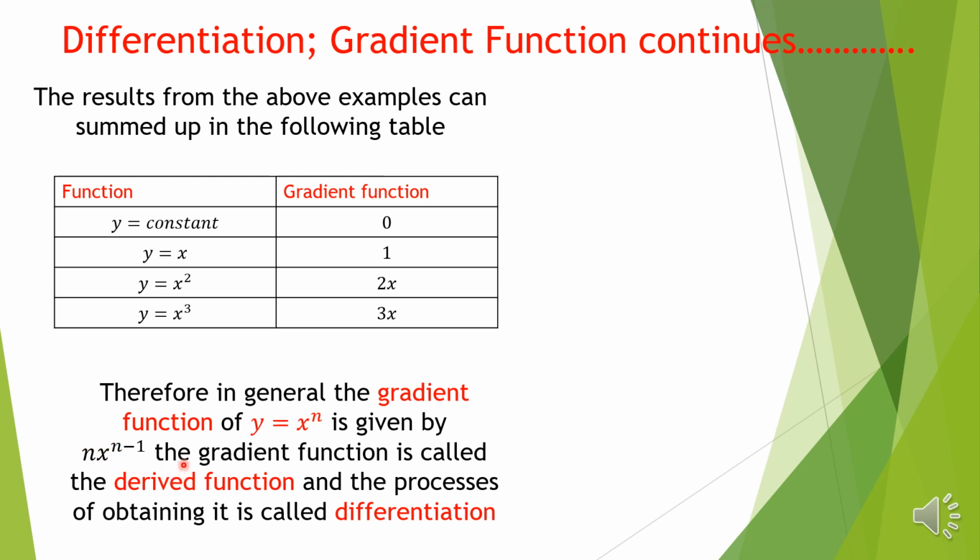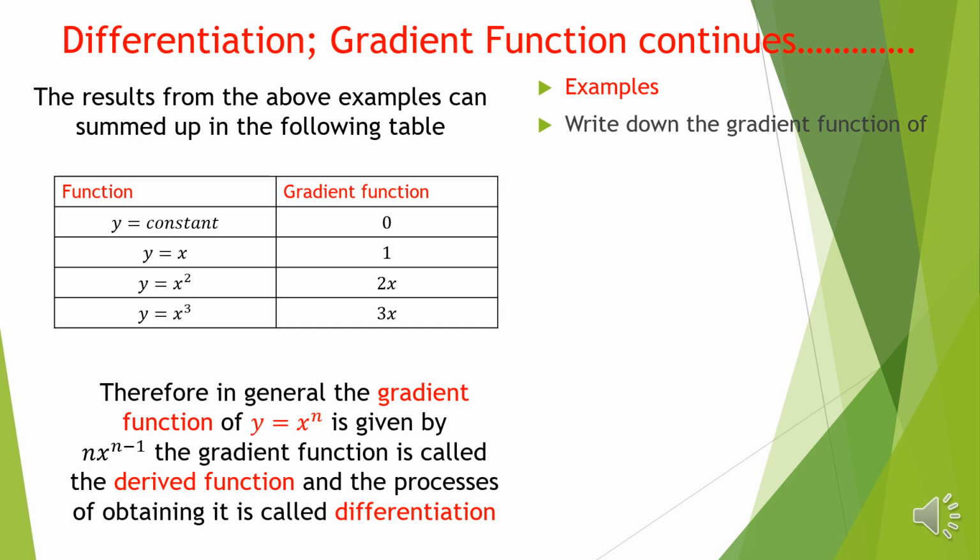Therefore, generally, the gradient function of any function, let's say y equals x^n, is given by n taken back, and then you subtract 1 from the power. The gradient function is called the derived function. So whatever we get here, we can also call the derived function. And the process of obtaining the gradient function is what we call differentiation. Now I want to provide 3 examples to see how to differentiate different functions.